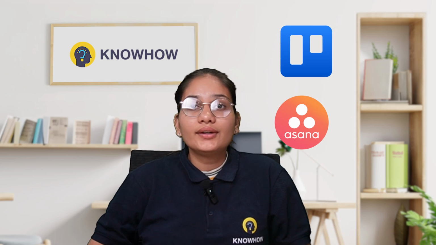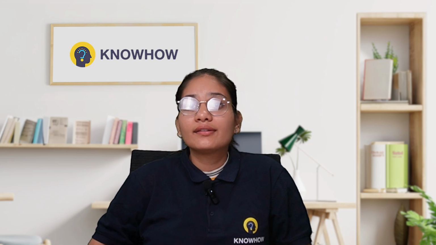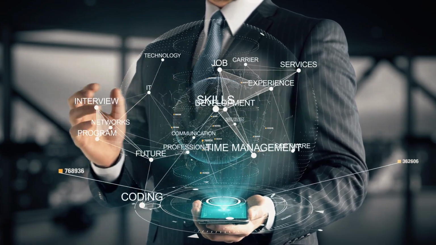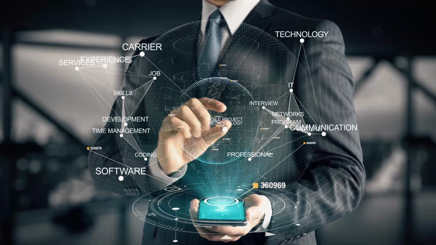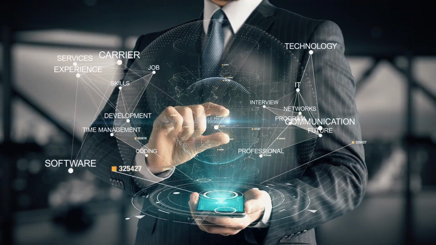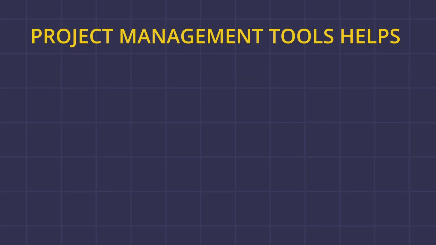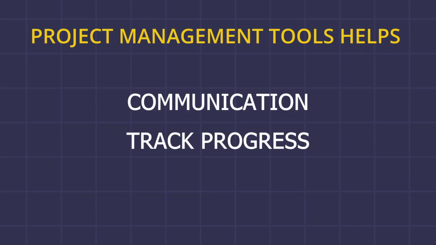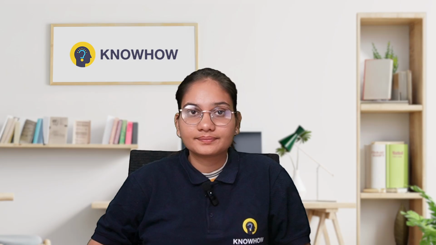These are also great tools for managing projects. While they may not be as feature rich as Jira in terms of agile-specific functionality, they are highly visual and easy to use for small teams or less complex projects. Regardless of the tool you use, the key takeaway is that using a project management tool helps you maintain communication, track progress, and ensure that your team stays organized no matter which methodology you're following.